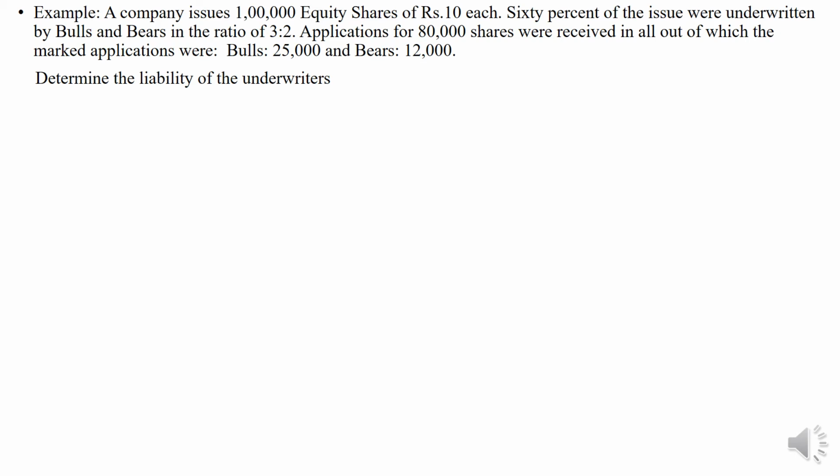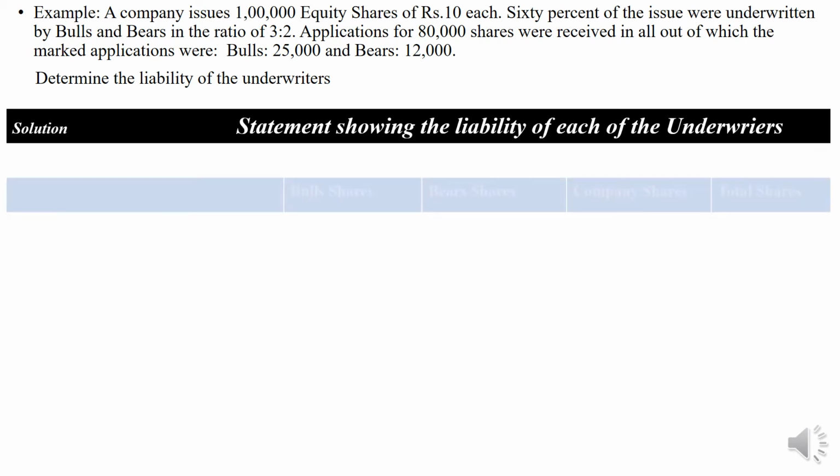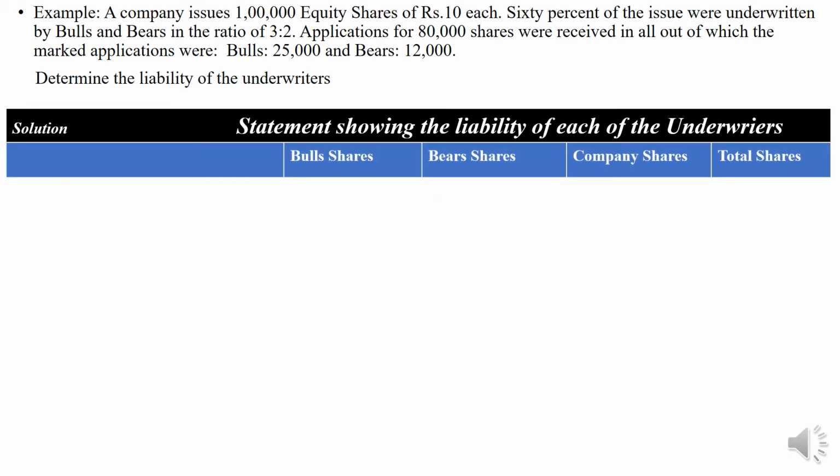Applications for 80,000 shares were received in all, out of which marked applications were Bull 25,000 and Bear 12,000. So the total is 25,000 plus 12,000, which means 37,000. The remaining are unmarked applications. We have to find out the liability of the underwriters. So we have Bull, Bear and company and total shares.